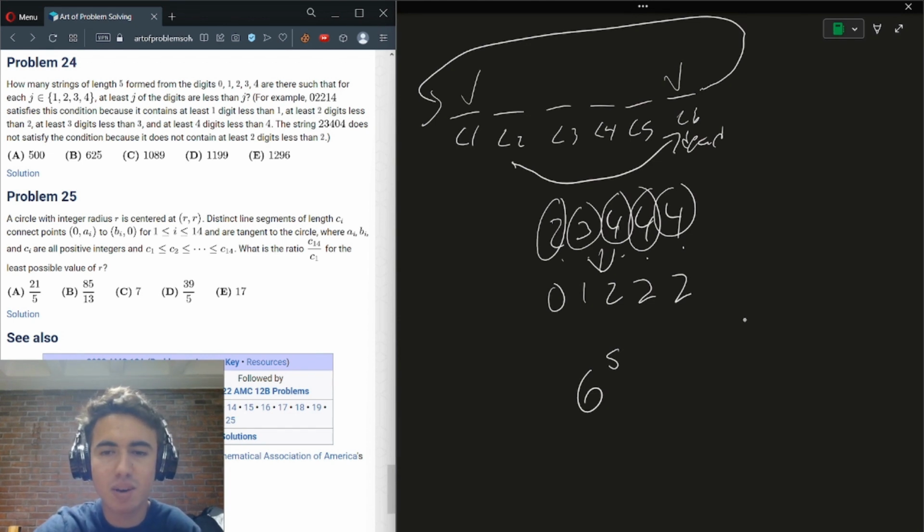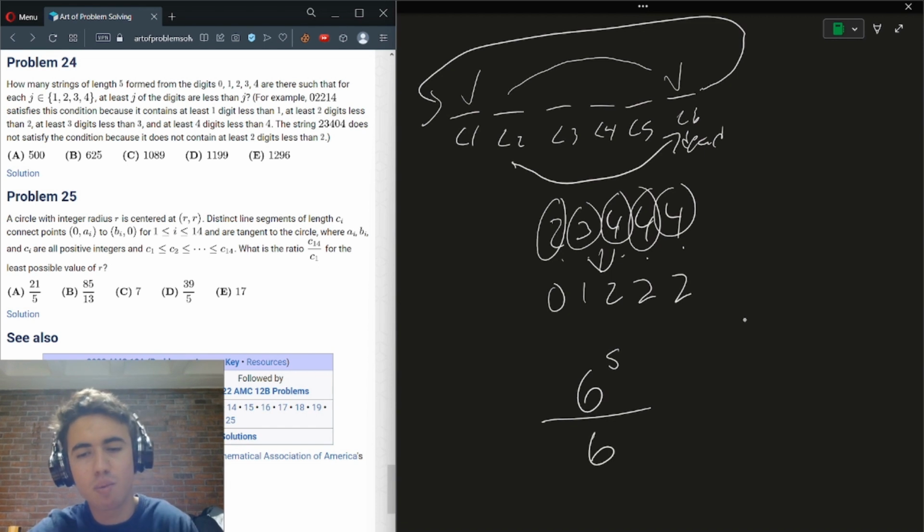However, we can see that no matter what sequence of digits 0 through 5, there's always a single rotation. Adding one number between 0 and 5 mod 6 to all the digits will always make a good string out of any string. So out of all these combinations of numbers 0 through 5, only 1/6 of them will be good. Hopefully that makes sense, what I'm doing.